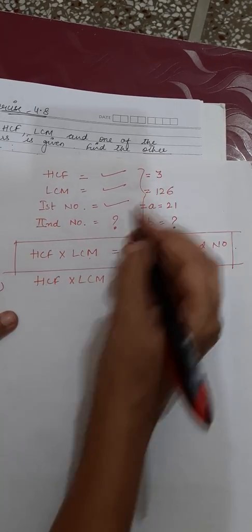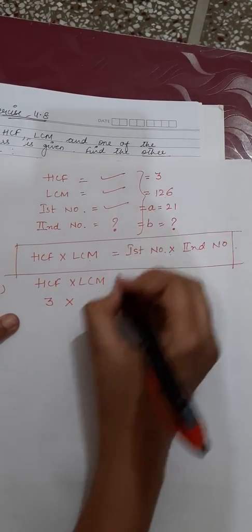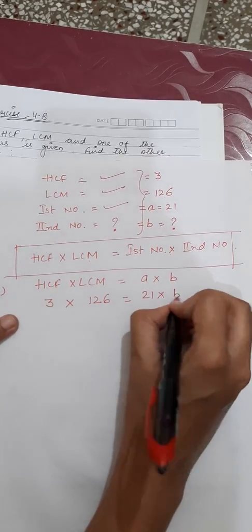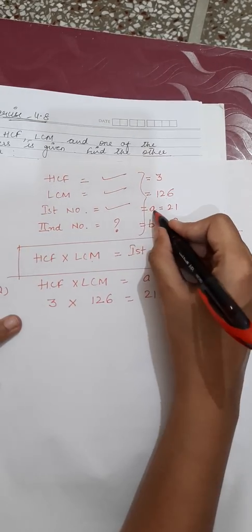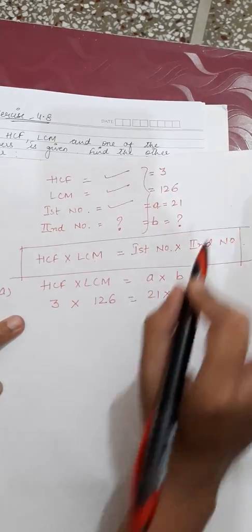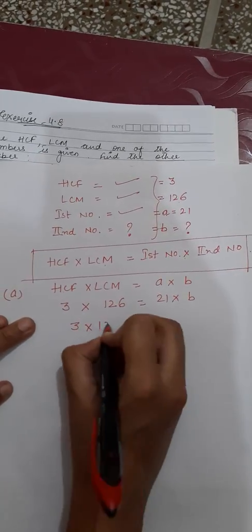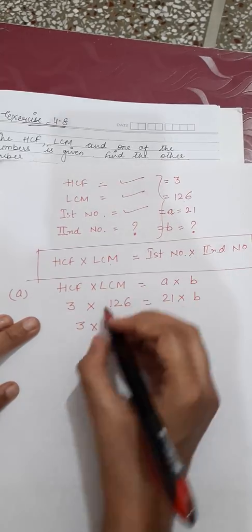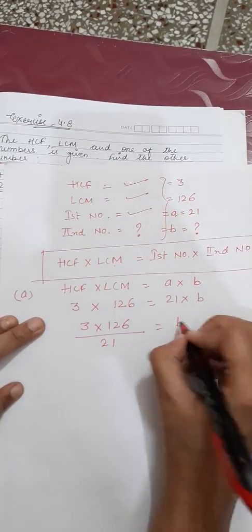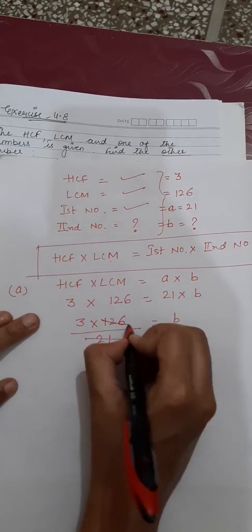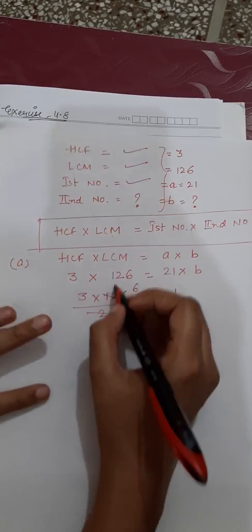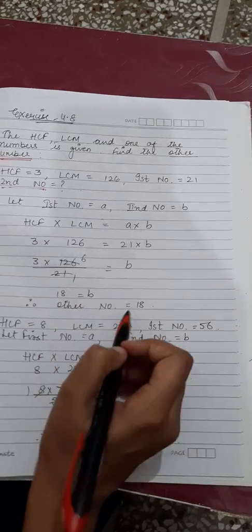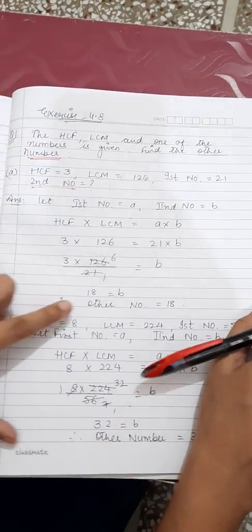What is HCF? 3. What is LCM? 126. What is the value of A? 21 into B we have to find. You can take this as B, this as A, that is completely your choice. Now 3 into 126, 21 is multiplied with B. So this 21 will go to the other side in divide, equals B. 21 ones are 21, 6 are 126. So 6 3s are 18. That means the other number B is 18.